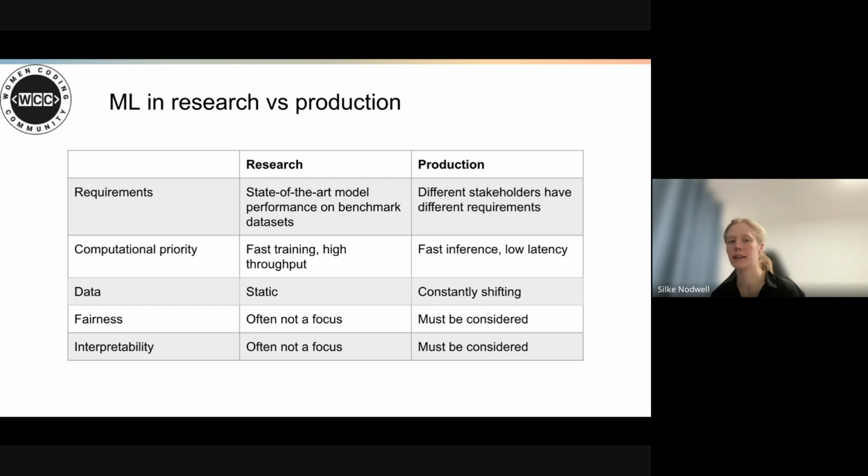And then the data in research versus production. In research, often you can just have a benchmark data set, which doesn't necessarily change, whereas in production, it's constantly shifting. So that's just another thing you have to account for. And then fairness and interpretability in production, you also have to consider a little bit more: how are actual people going to be impacted by your model?